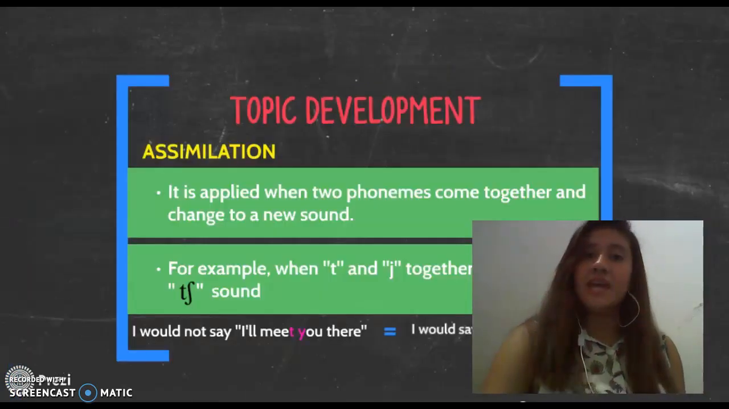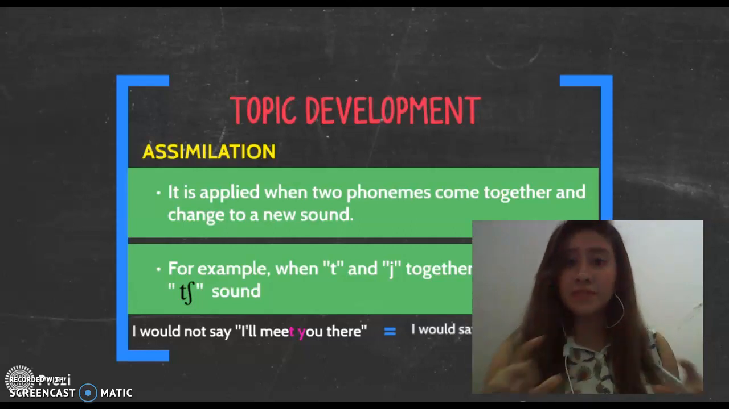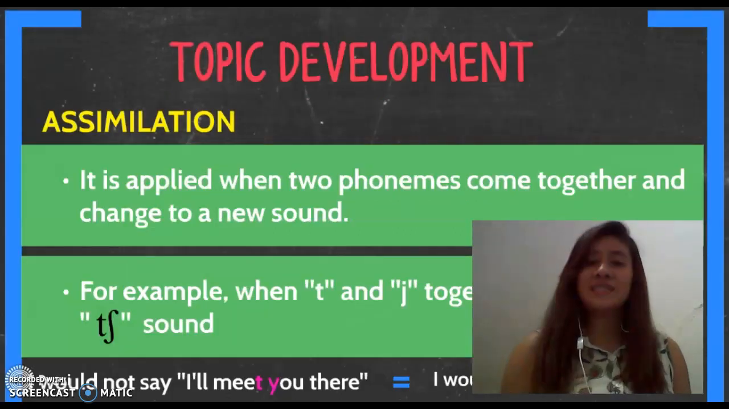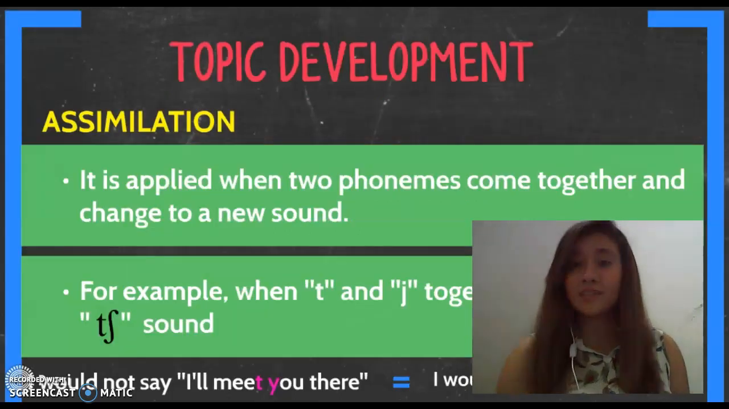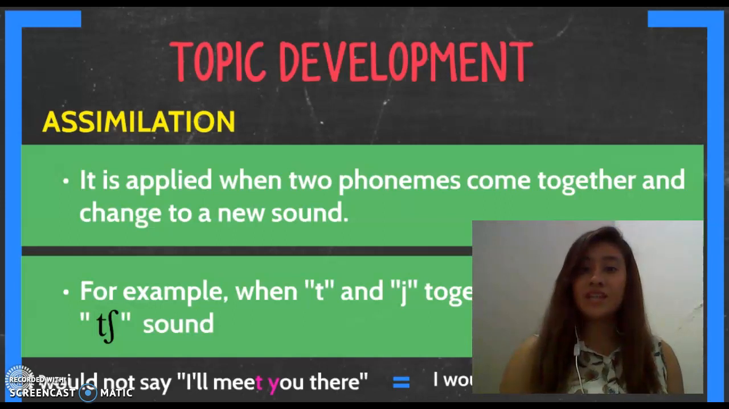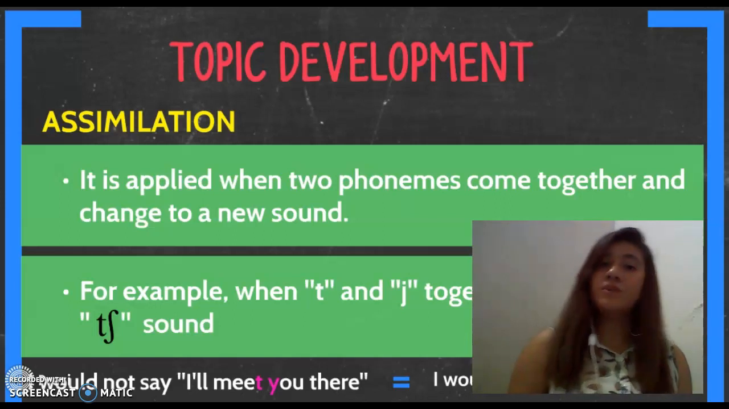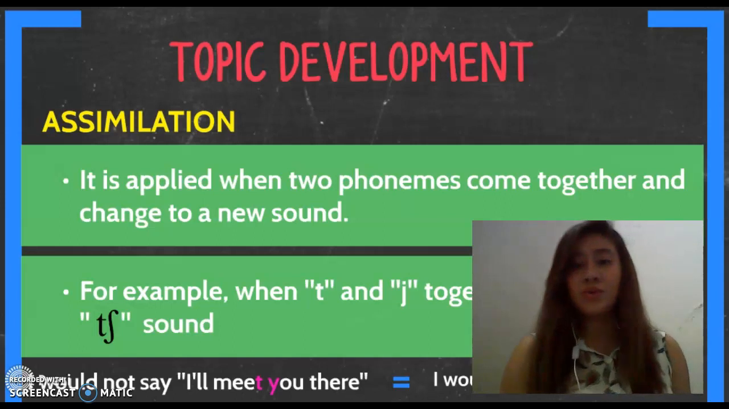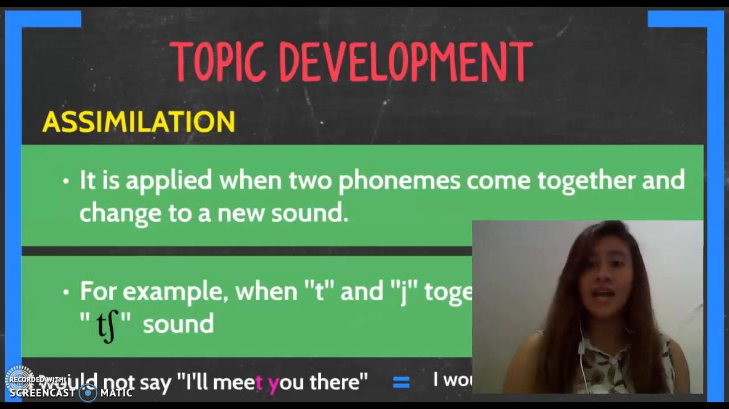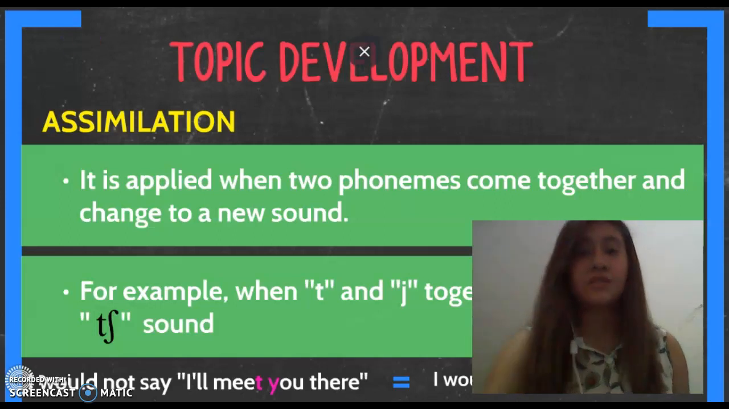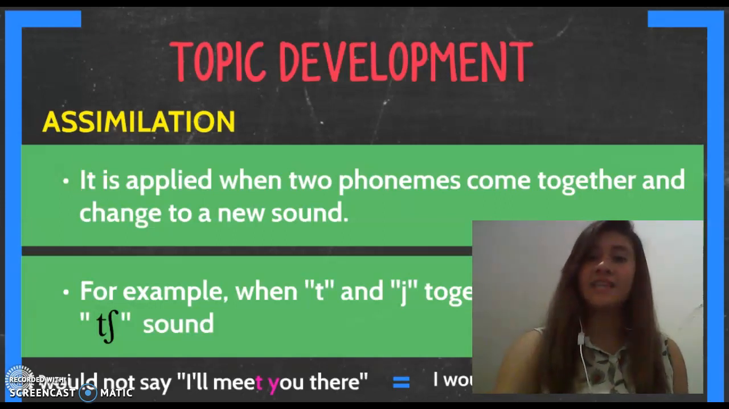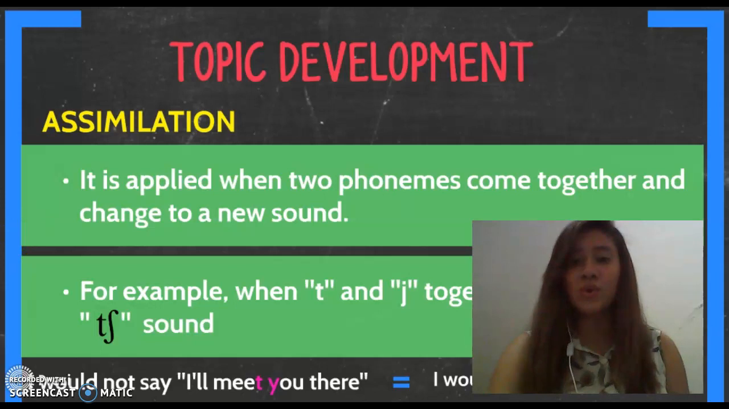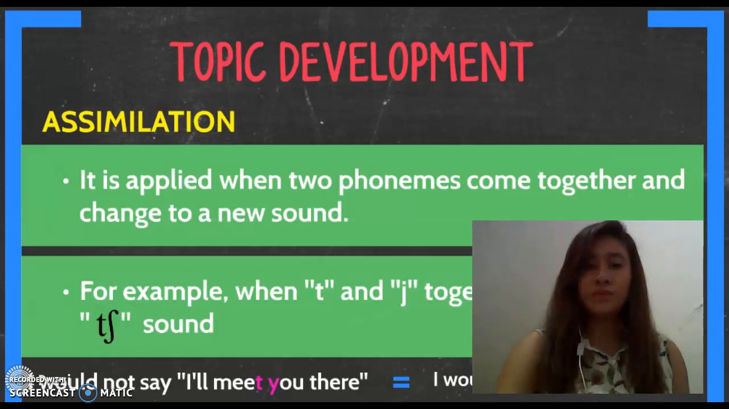Assimilation. It is applied when two phonemes come together and change to a new sound. For example, when ta and ya come together, they make the cha sound. I will not say "I meet you there." I will say "I'll meet you there." So, ta and ya in "meet you" becomes "meet you."